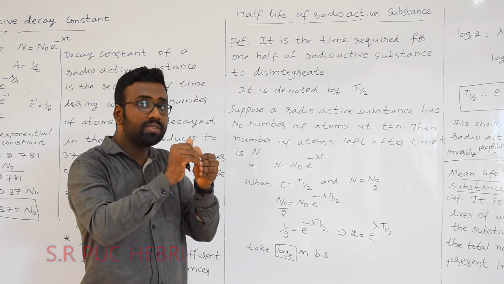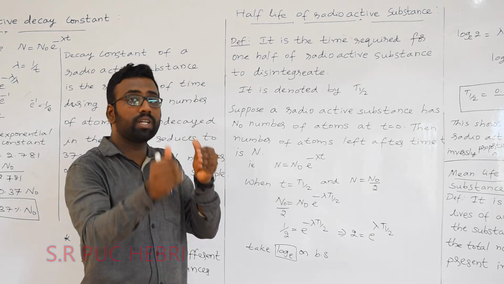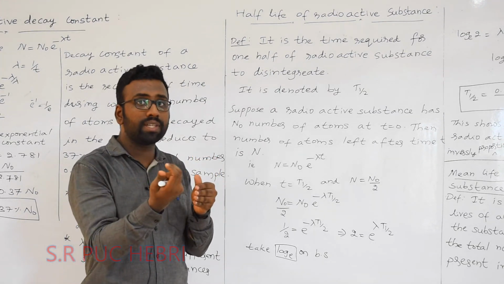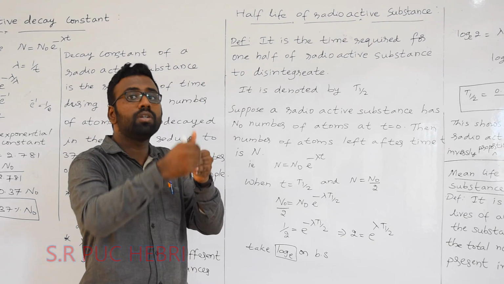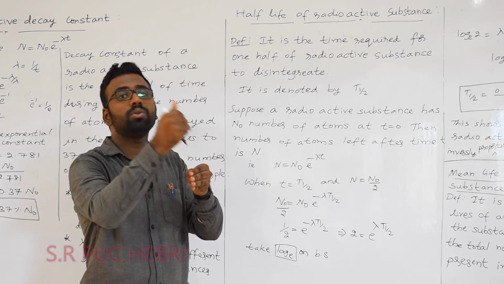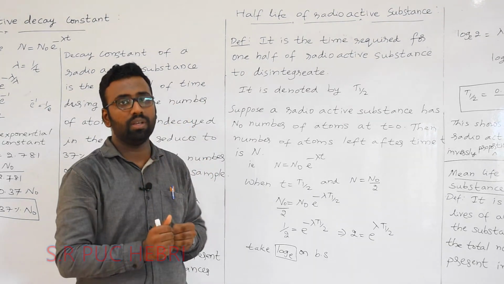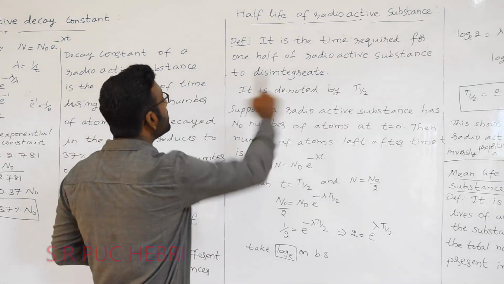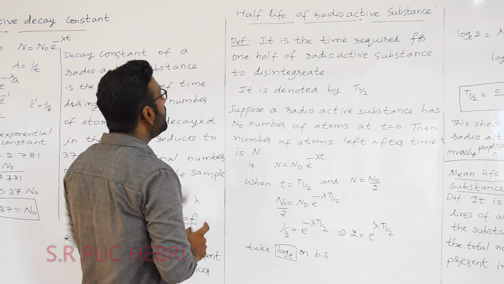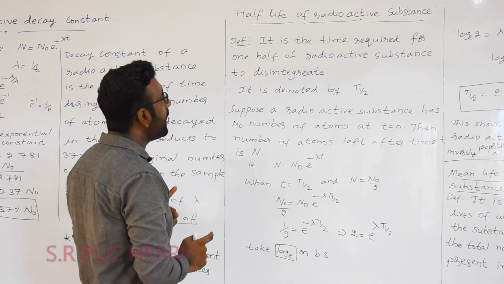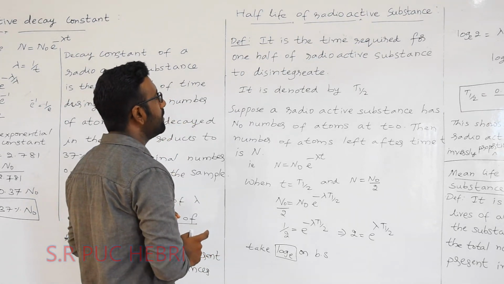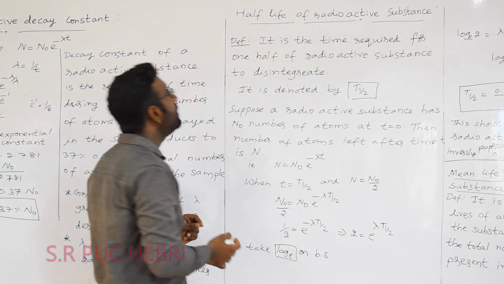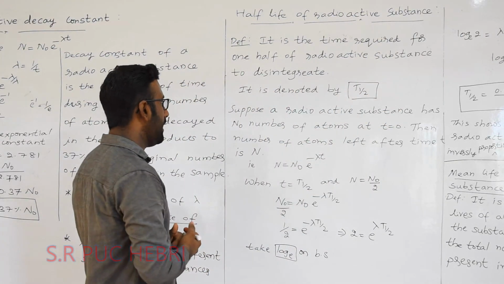Then half-life means half of the radioactive substance disintegrates. Correct, right? Or you can also say that it is the time taken to reduce the activity of the substance to half of the initial value. Okay, I have written the definition over here. It is the time required for one half of the radioactive substance to disintegrate, and it is denoted by T half. Okay, half-life is denoted by T half.